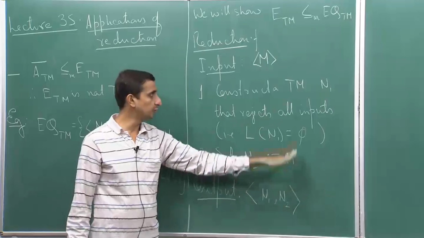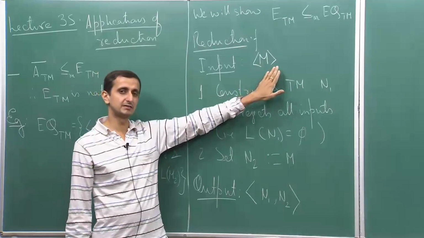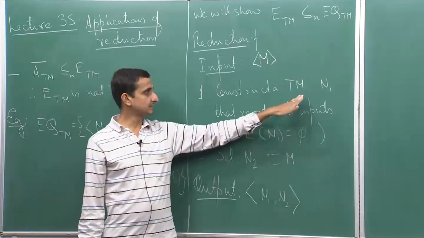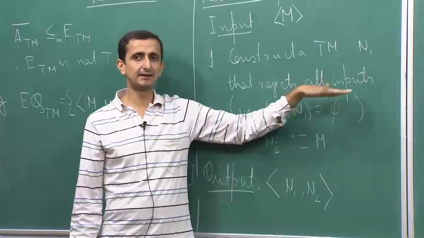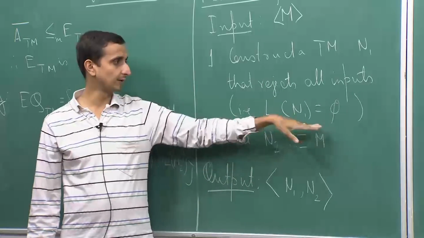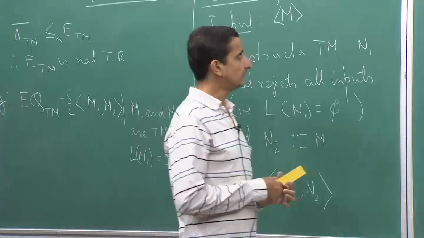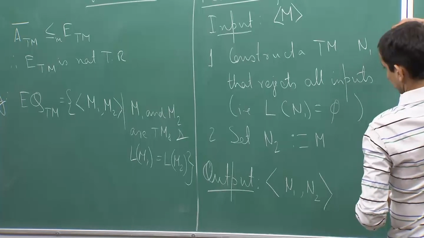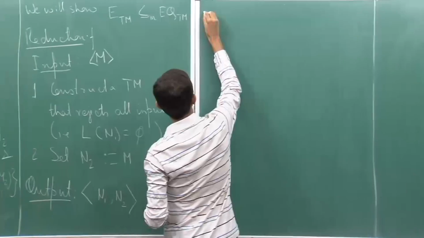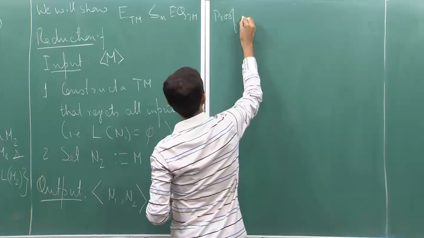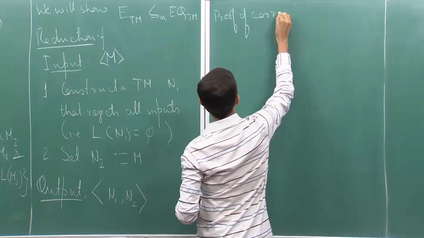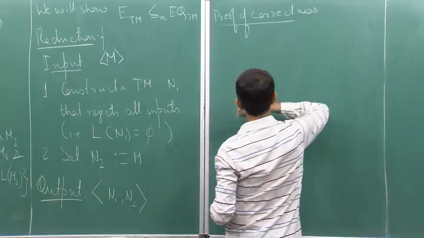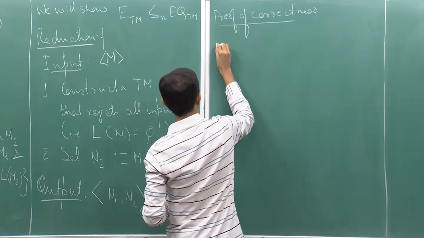So, in our reduction, the function f takes a machine M and sets N2 to be the same machine M. It just copies the encoding of M to N2, and for N1 it constructs a trivial machine that rejects all its input. So, the language of N1 is empty. Now let us see why this is correct. Proof of correctness.